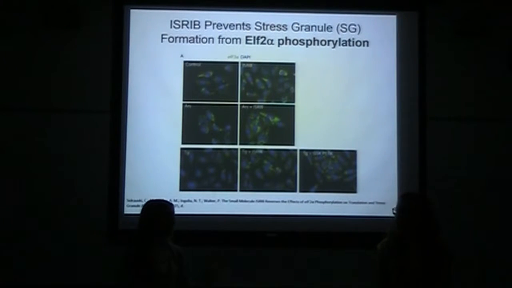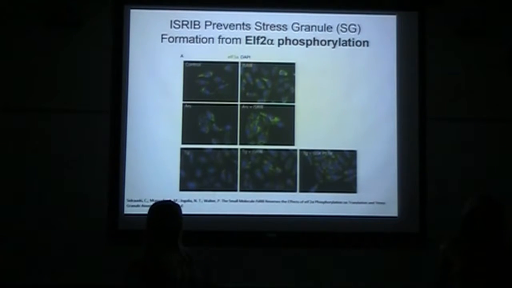I know TG is stronger inducing, stress inducing, so maybe that might have something to do with it. TG is a lot stronger, so I don't know if it's strong enough to get the stress granule response they're looking for.